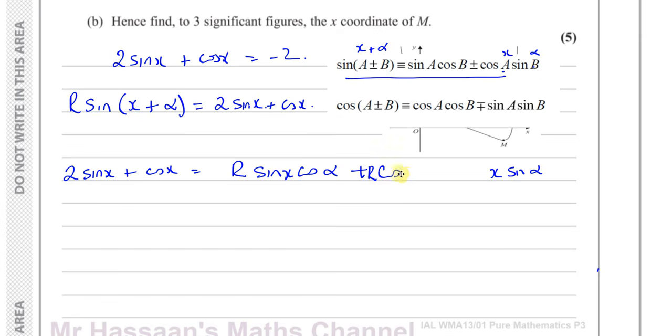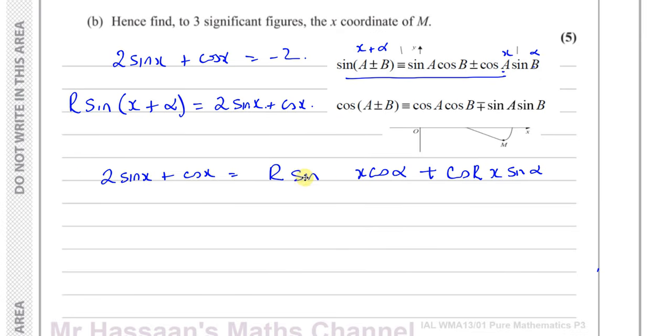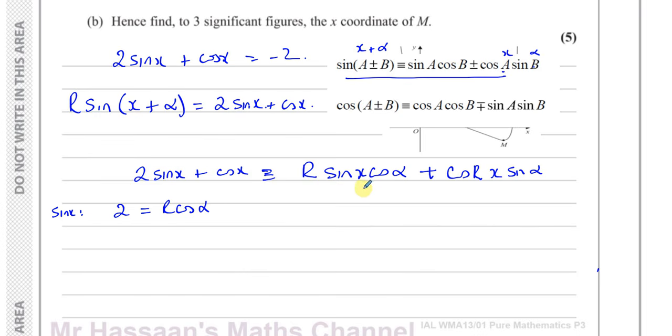So if we take all of this and we compare the coefficients. Let's just make a bit of space here. If I compare the coefficients of sine x, on the left hand side I have 2. On the right hand side I have r cosine alpha. So 2 must be the same as r cosine alpha because these are identical to each other. So 2 is the same as r cosine alpha because you have 2 sine x.